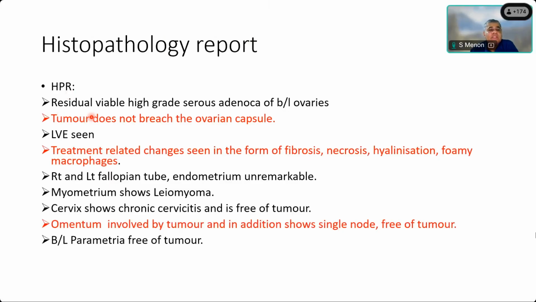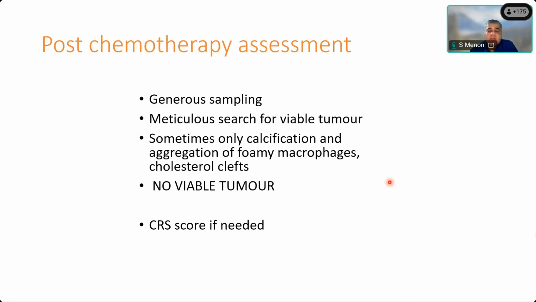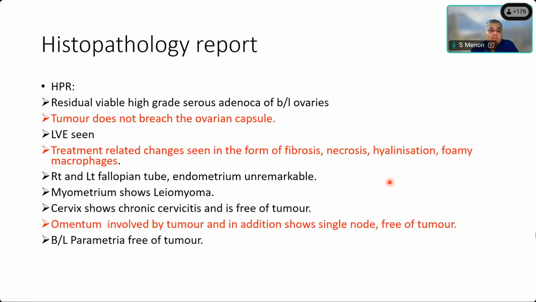It should say how much residual viable tumor there is, whether you see it or not, whether it's only in the ovaries, whether it's in the omentum, and you have to say how much tumor is there in the omentum. There is a CRS scoring. Many of us do give CRS scoring, but at least in our setting, the clinicians do not push us to give CRS scoring in day-to-day practice. Any questions on this till now?